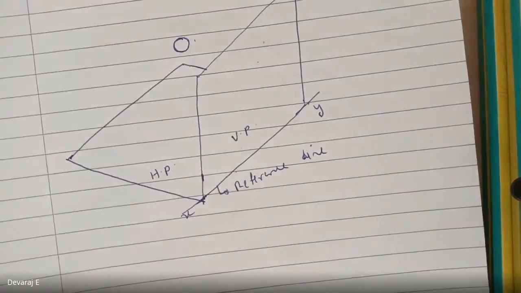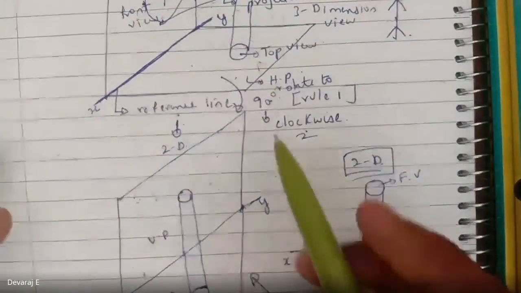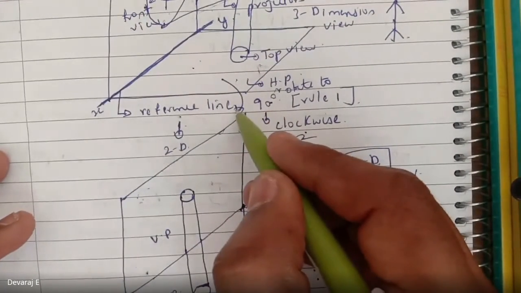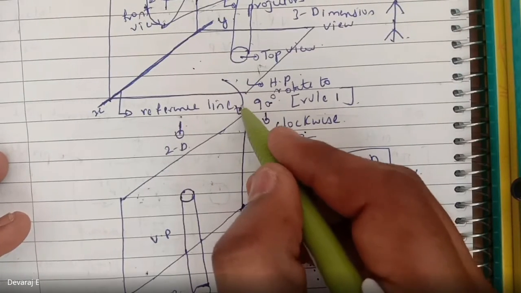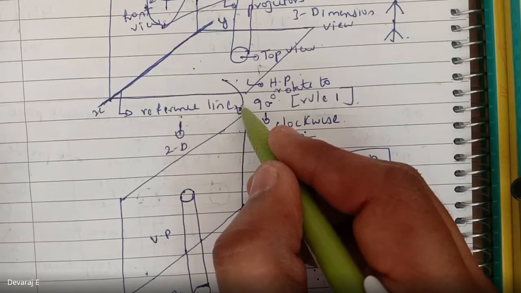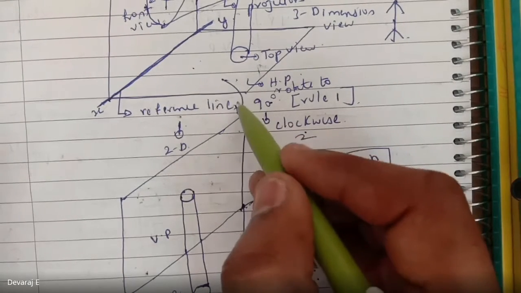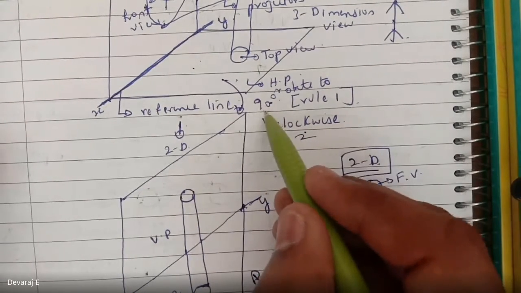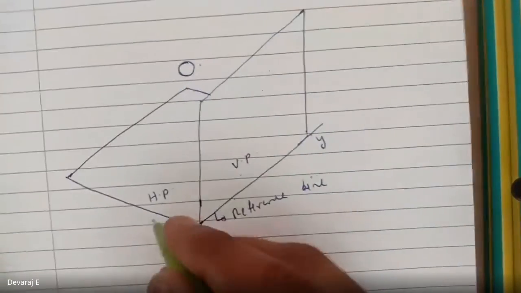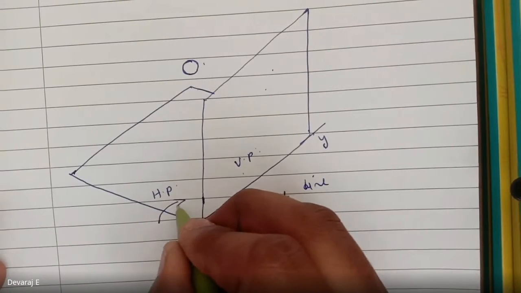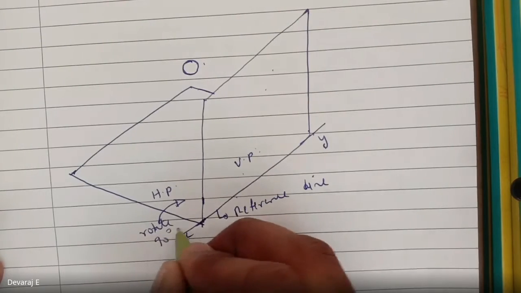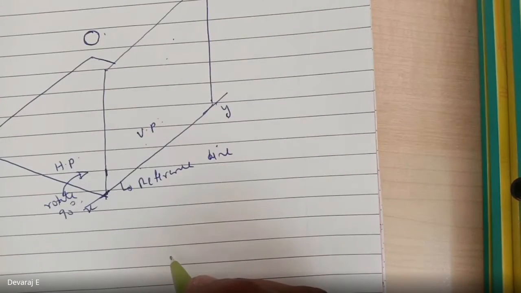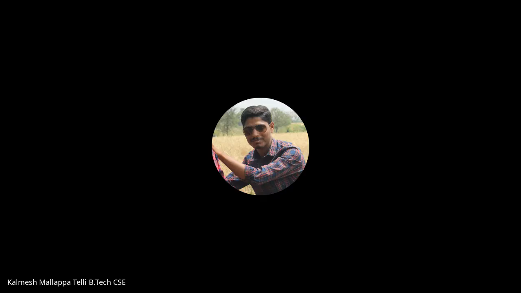In the first quadrant, we rotated clockwise, right? We should follow the same rules for all four quadrants. We cannot change the rules. So according to the rules, 90 degrees clockwise for the first quadrant, and similarly, we should rotate the HP plane clockwise by 90 degrees. Is everyone clear with this? Yes, sir.